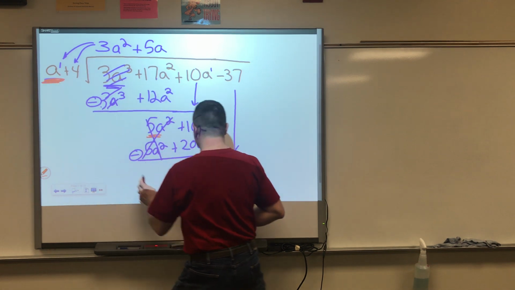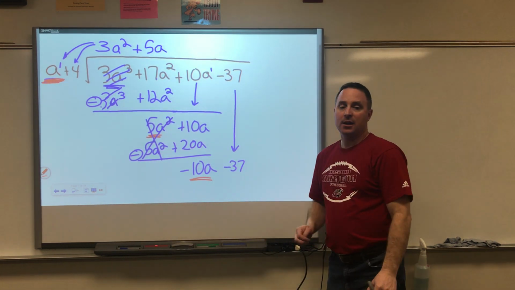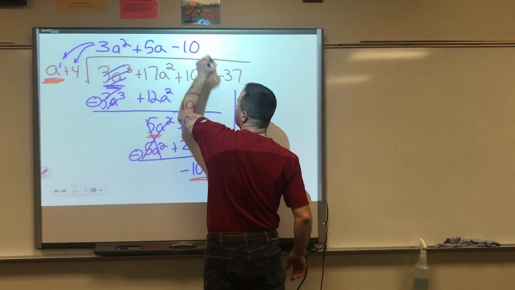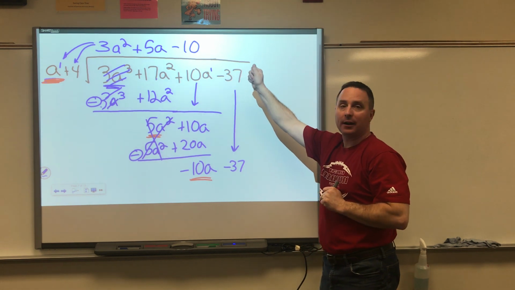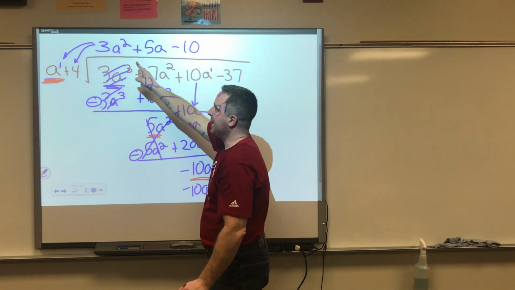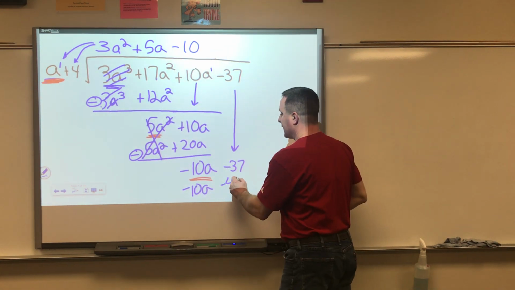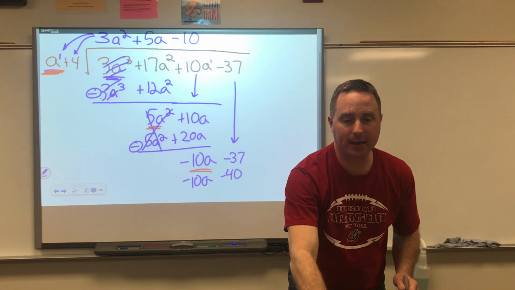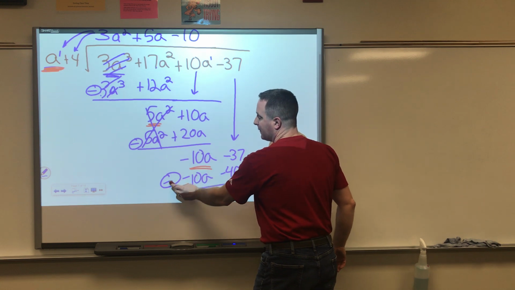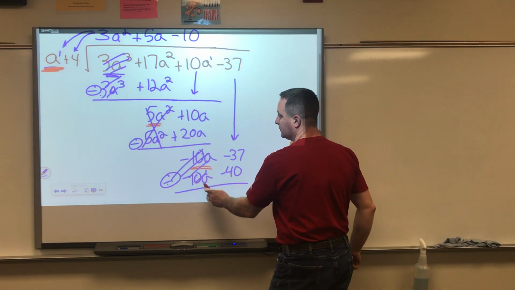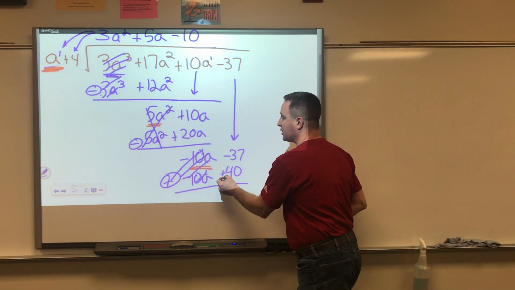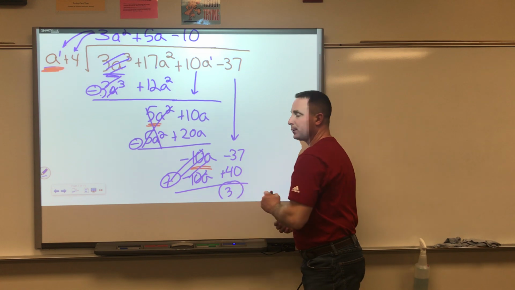I've got an a, and this time I have a negative 10a. What do I multiply a by to get negative 10? Negative 10. And it already has the a, so there's no more a up there. If I distribute, I get negative 10a, and negative 10 times 4 is negative 40. If I subtract, negative 10 minus negative 10, they go away. And negative 37 minus negative 40 is going to turn into a change, and I get a positive 3.